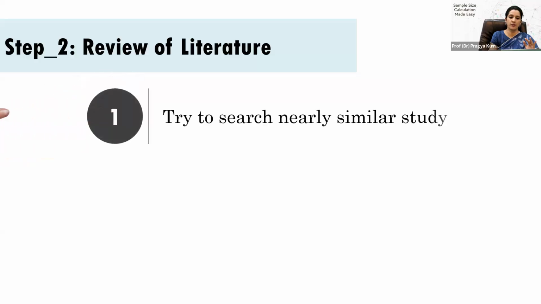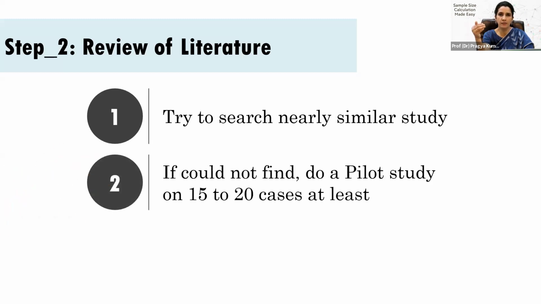Now coming to review of literature. So this is also one problem. PGs come to us for the calculation of sample size, and our residents will also support my statement that many times they don't find the exact study. Ideally, you should try to find a study which is very similar to your study. If you are unable to find something, then because your department also collects data, you can do a pilot study on 15 to 20 cases before you go for your presentation. From that pilot study, you can decide about your outcome. What is the proportion? You can use that proportion for the calculation of sample size for your study.